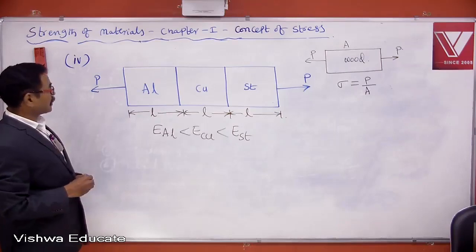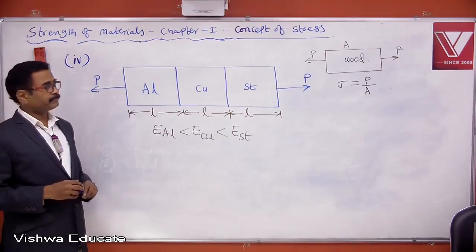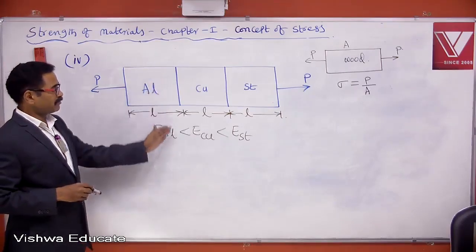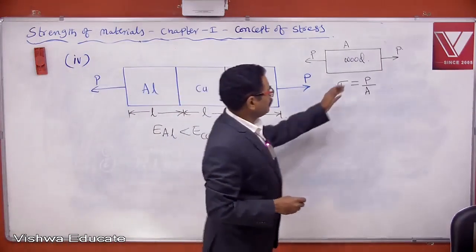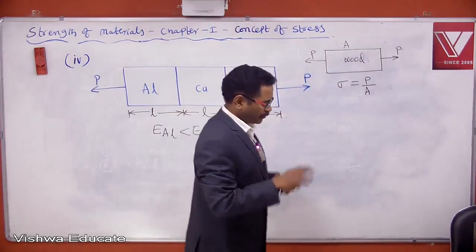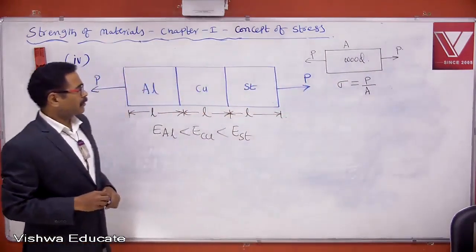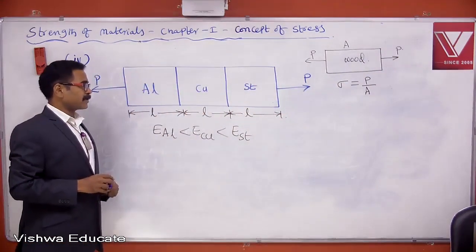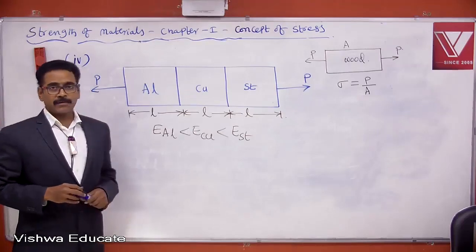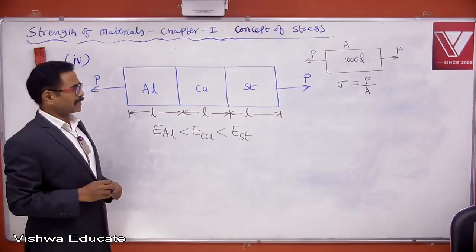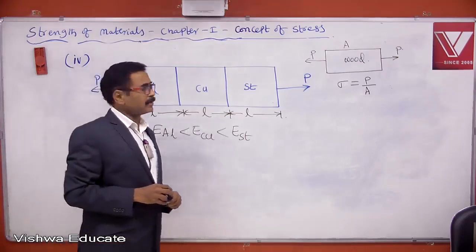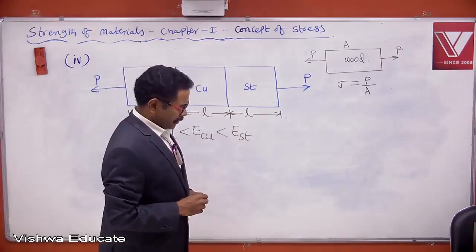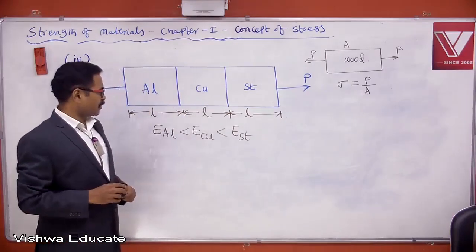So currently we are dealing with the fourth case. First you copy this diagram, then you draw this diagram. A wooden bar is taken. That wooden bar is carrying an axial tensile force of P. Area of cross section is A. So sigma is equal to P by A. I hope you copied.